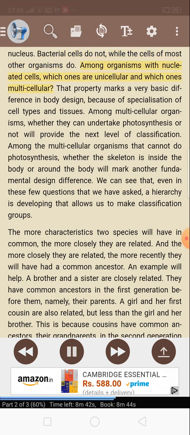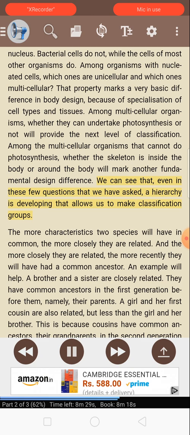Among organisms with nucleated cells, which ones are unicellular and which ones multicellular? That property marks a very basic difference in body design because of specialization of cell types and tissues. Among multicellular organisms, whether they can undertake photosynthesis or not will provide the next level of classification. Among the multicellular organisms that cannot do photosynthesis, whether the skeleton is inside the body or around the body will mark another fundamental design difference.